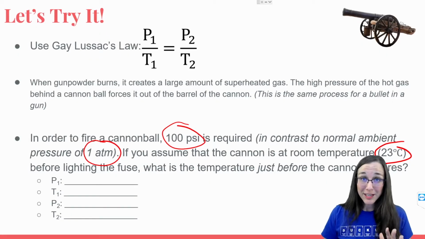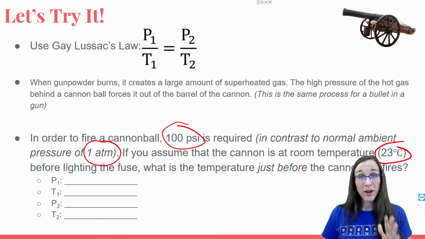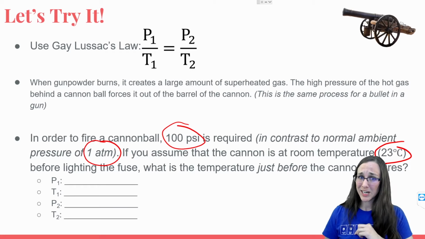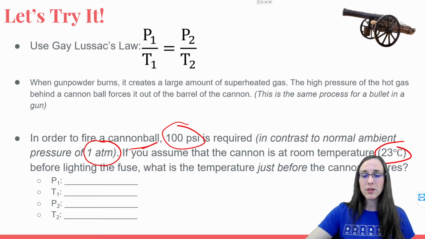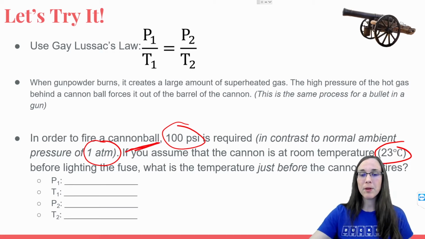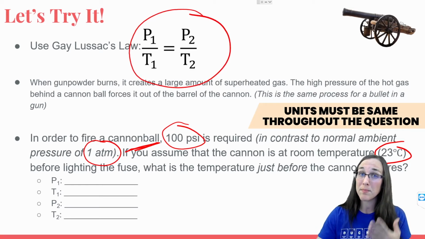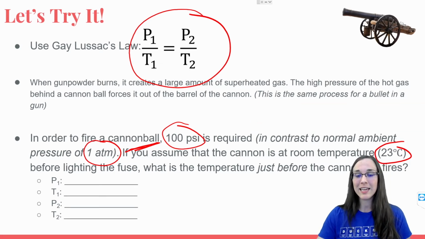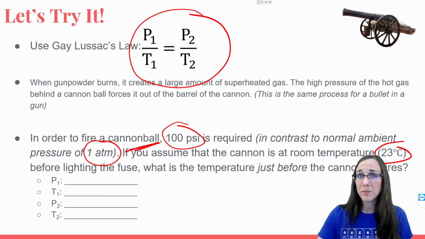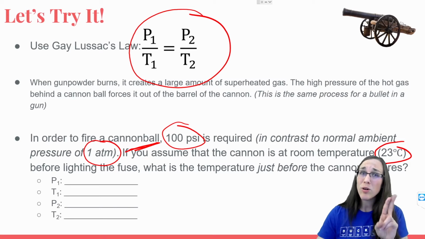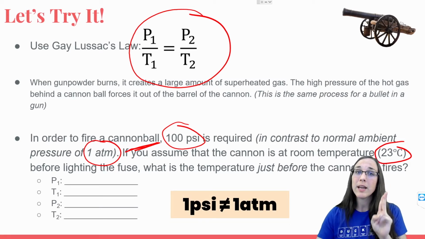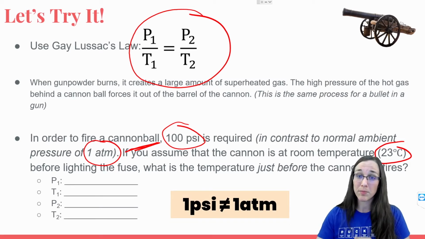Before we can plug and chug into our P1 over T1 equals P2 over T2 equation, we have a few conundrums that we need to fix here. The first being that these two units don't match. Anytime we plug in pressures or temperatures into an equation, we need the units to match in order for them to cancel out and in order for us to actually solve our math correctly. Here, if we tried plugging in 100 psi and 1 atm, those two units are not equivalent. We need the same units in order to plug and chug.